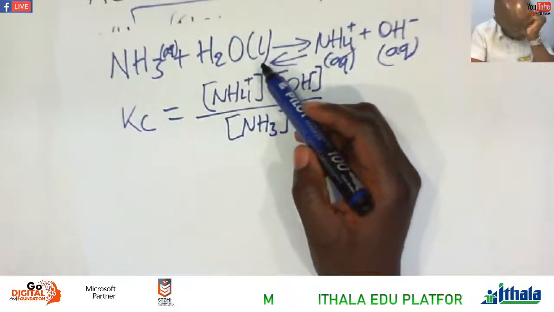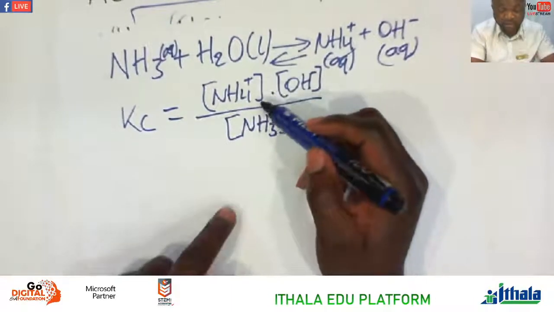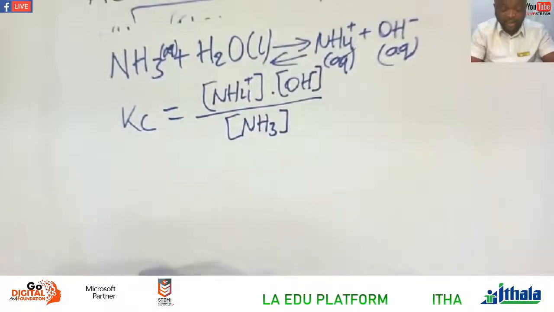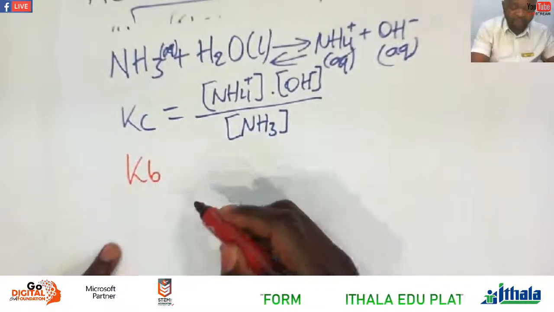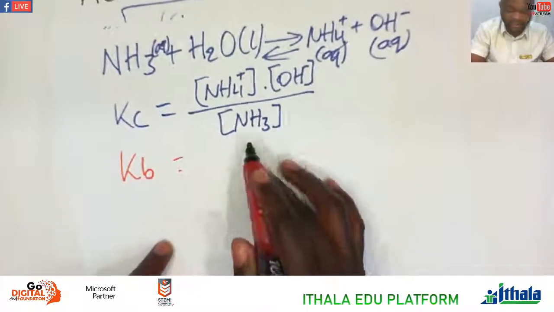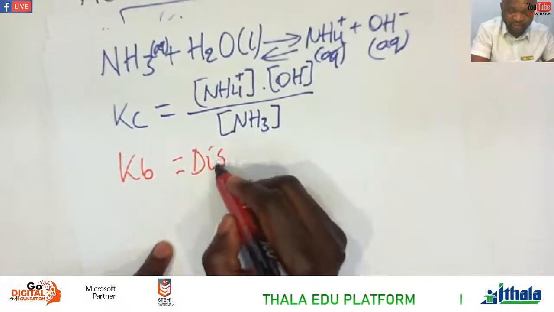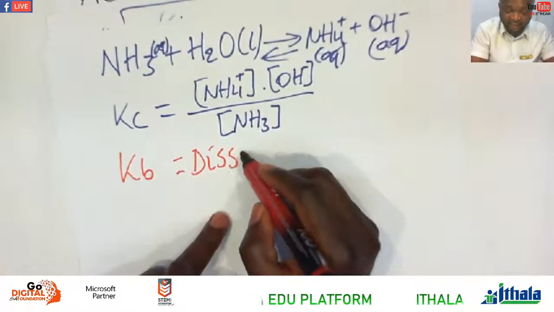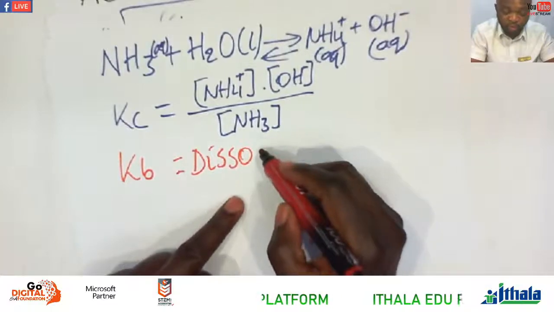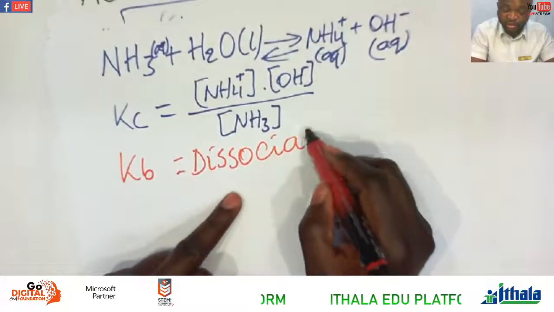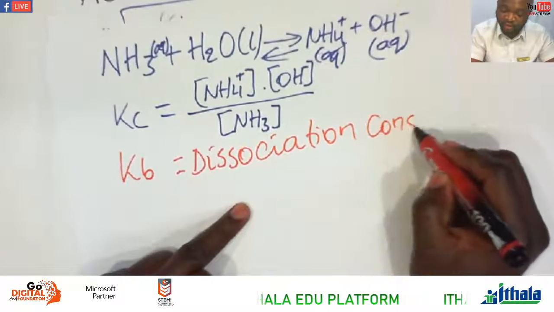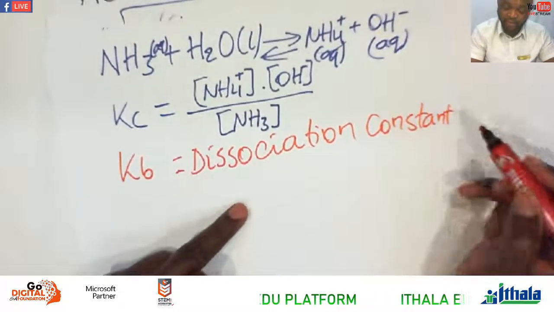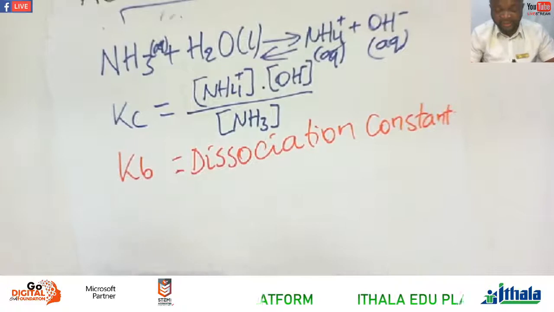H2O, we know it's a liquid state. So again, because we are talking about a base, we are talking about the Kb. That is what? A dissociation. Because we said a base dissociates in water to give you what? OH minus. A dissociation reaction, a dissociation constant, because we are talking about an equilibrium constant. So that is the Kb.